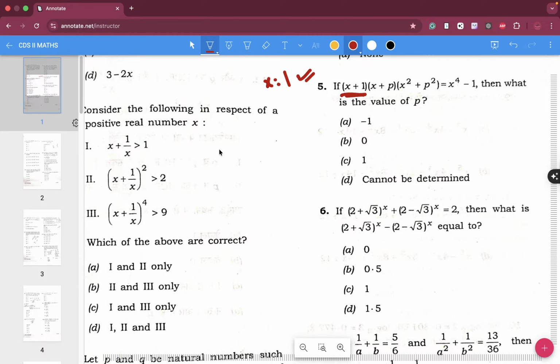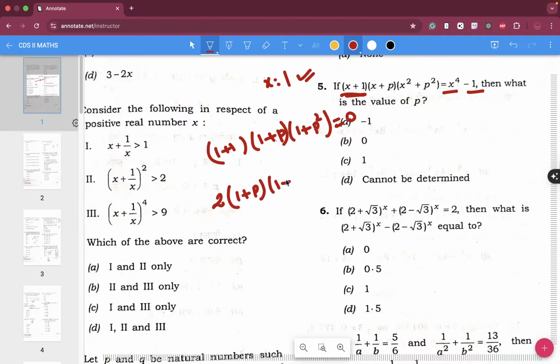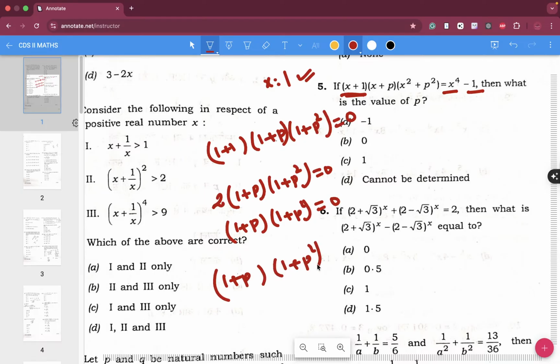So over here this particular value will become 1 plus 1. Okay, this one will become 1 plus p, right? And this particular value will become 1 plus p square, and 1 square minus 1 will give you how much? 0, right? Now this particular value will become 2 into 1 plus p into 1 plus p square is equal to 0, right? Or otherwise simply 1 plus p into 1 plus p square is equal to 0, right? So how can this particular value 1 plus p into 1 plus p square become 0? How can this thing happen?